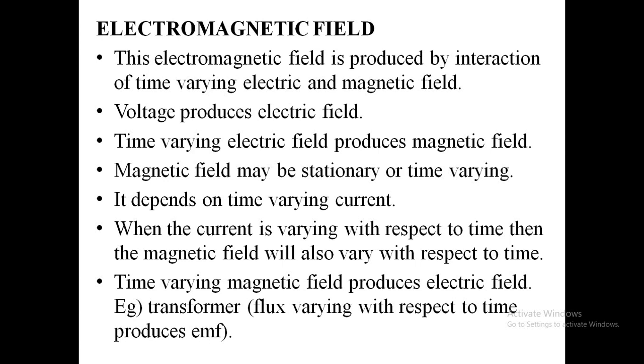Electromagnetic field. This electromagnetic field is produced by the interaction of time varying electric and magnetic fields. Voltage produces an electric field, and the time varying electric field will produce a magnetic field. The magnetic field may be stationary or time varying. It depends on the time varying current. When the current is varying with respect to time, then the magnetic field will also vary with respect to time. This time varying magnetic field will produce an electric field, and we can consider the example of a transformer where flux is varying with respect to time, producing electromotive force.